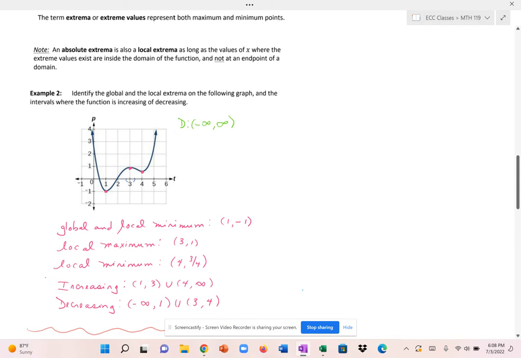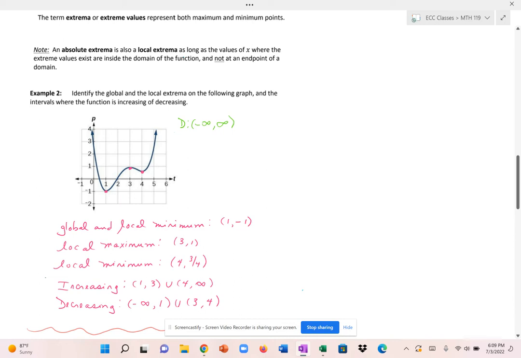And then this one here at 4, it looks like 4 3/4 approximately. That's a local minimum, not a global, because remember this one was the global. So this is a low point within a small interval close to 4, but it is not the smallest point overall. So those are all my extreme values, the pink points that you see on the graph.